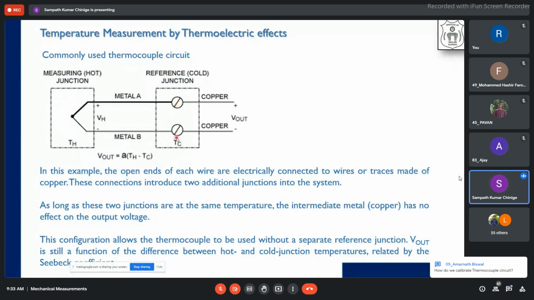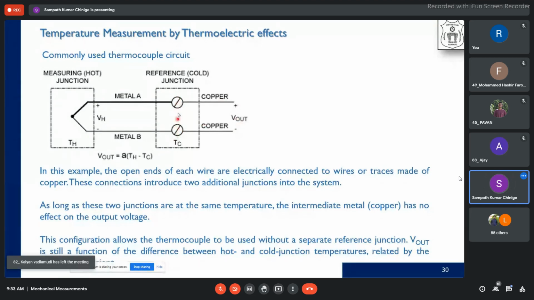So here we are trying to keep those temperatures the same, and the ends are connected to a copper wire which is connected to the measuring device. Since the temperatures here and here are the same, not varying, the output voltage will not have any EMF generation from them. The generated EMF is equivalent to the difference between metal A and metal B, by the law of intermediate materials. So this is what we generally use for a thermocouple circuit.